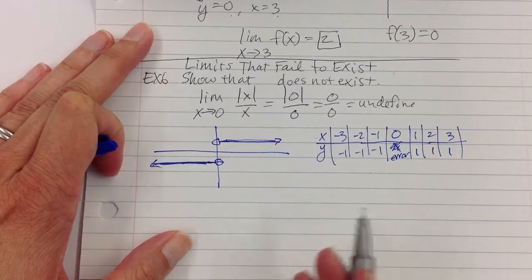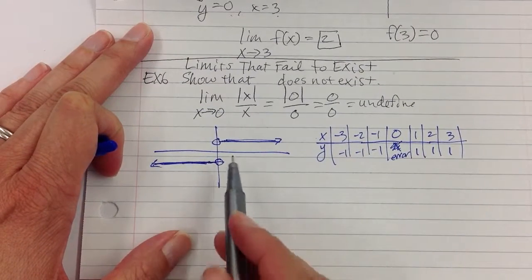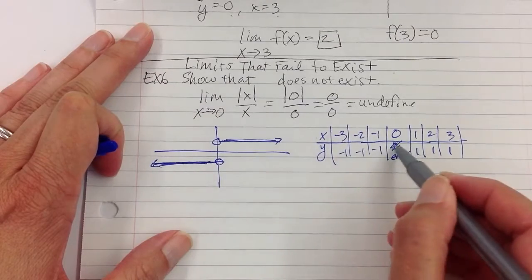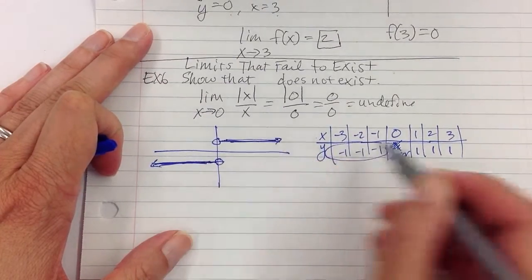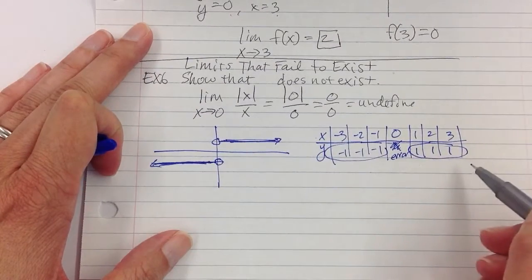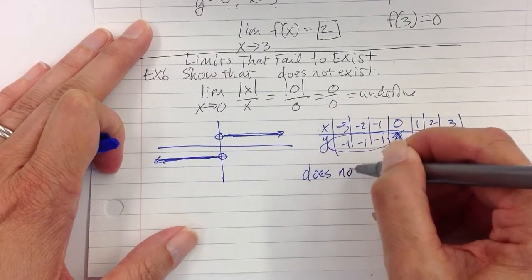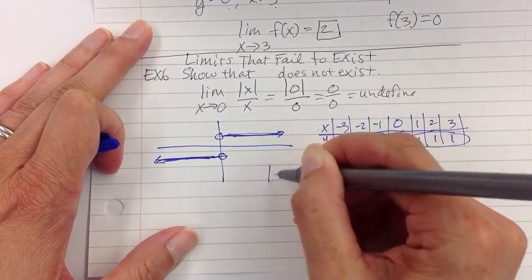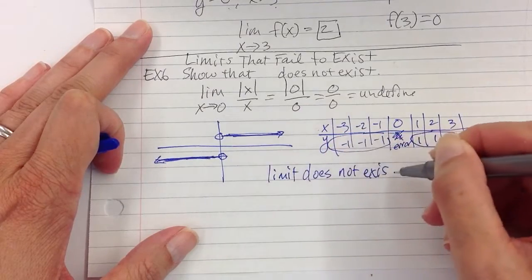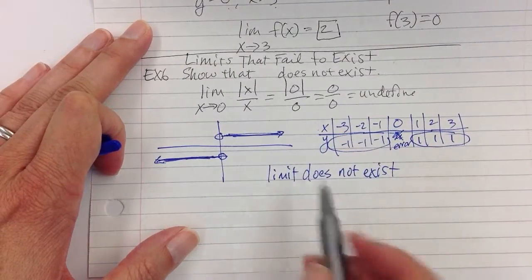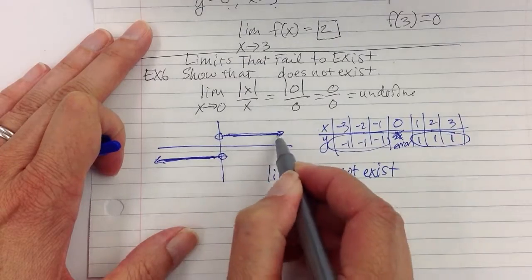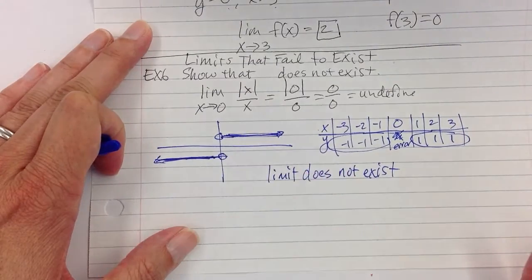It's neither. Okay, so if your graph does two different things, from the left it approaches one number, but then from the right it approaches a different number, then this limit does not exist. So the limit does not exist. You can't approach a different number from the left and a different one from the right, or it has no limit.